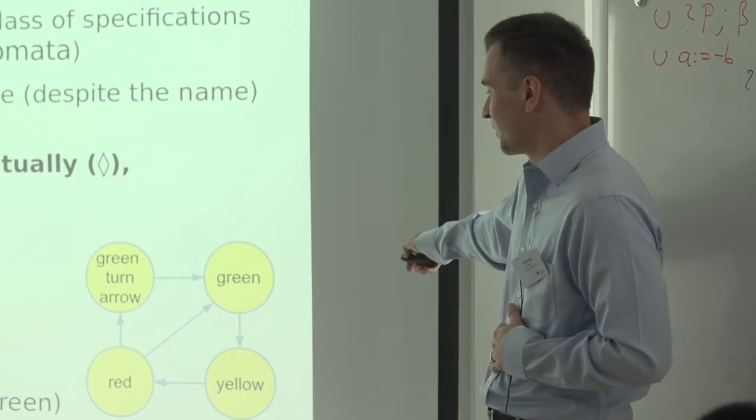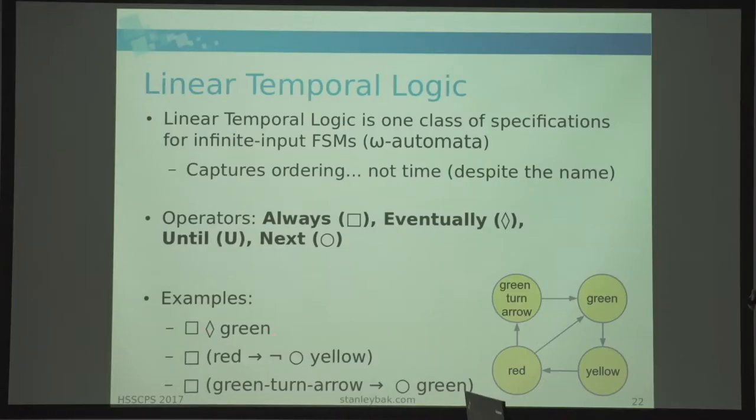So, but specifications could be always eventually green. So the light eventually always will turn green. Maybe if the light's red, then the next state will not be that the light turns yellow, right? So if you have a green turn arrow, then the next state will be that you'll have a green light, right? But temporal logic, notice that it captures ordering properties. It doesn't really capture timing properties, so despite the name temporal logic, you have ordering properties.